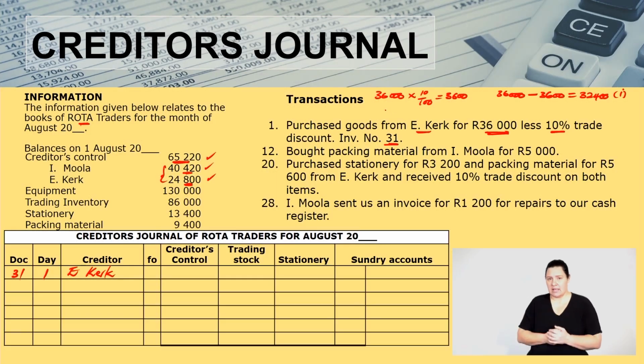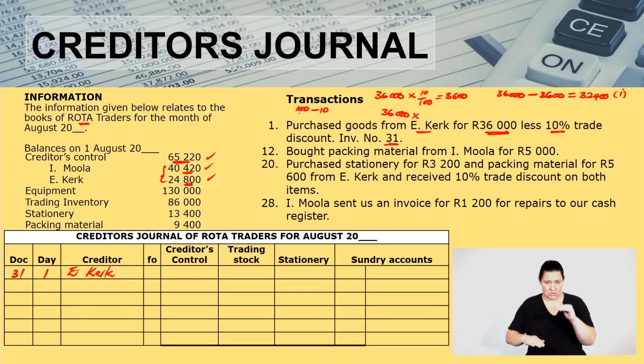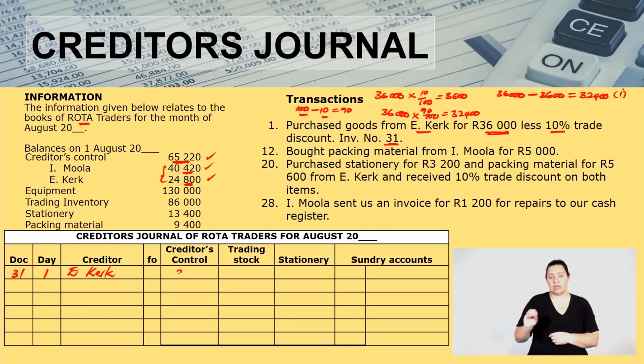Approach number two would be to say, my 36,000 multiplied. I am told that the discount is 10%. So my amount should have been 100%, but I'm given a 10% discount. That means I'm going to be owing 90. So multiply by 90 over 100, it will give you 32,400. So I'll come here on my creditors control. It's going to be 32,400. You see, two ways that you could have done it. And what is it that we bought? Purchased goods, trading stock, 32,400.